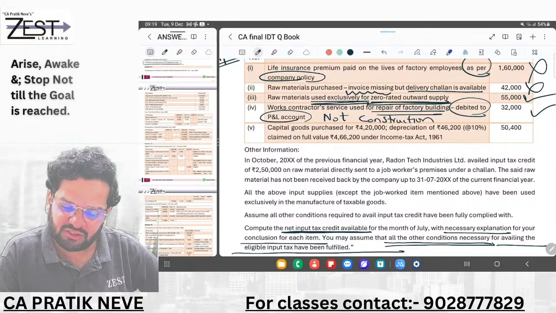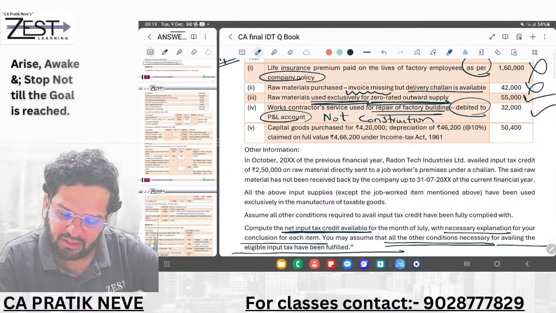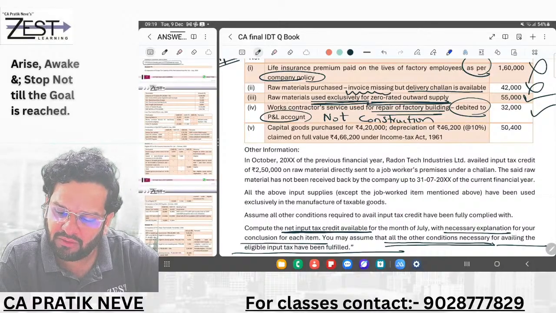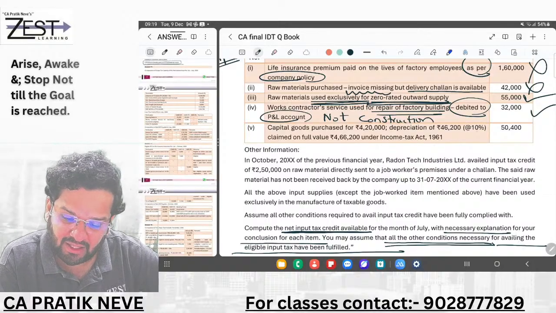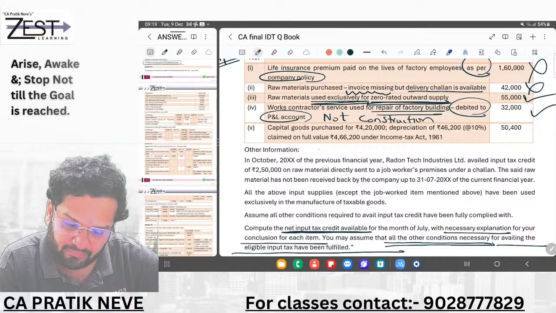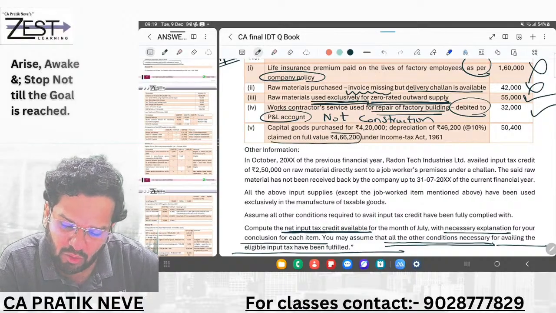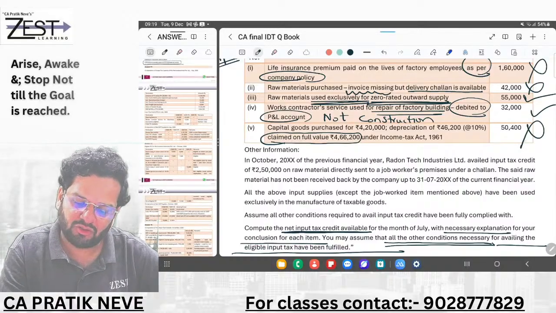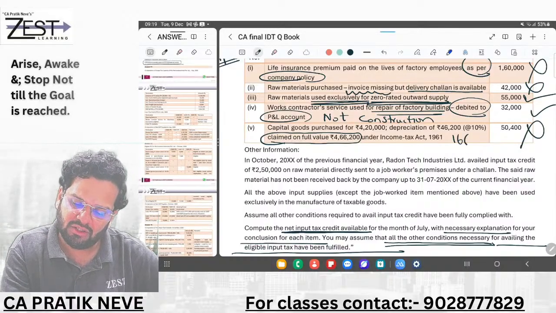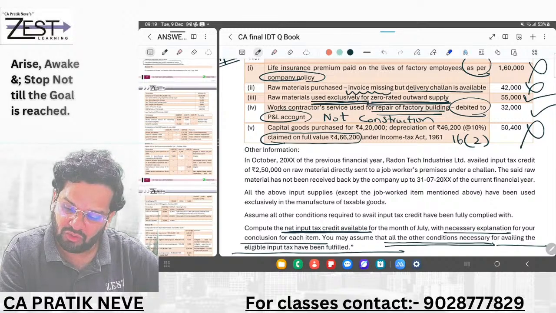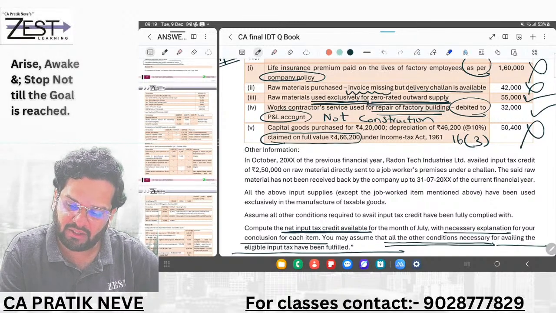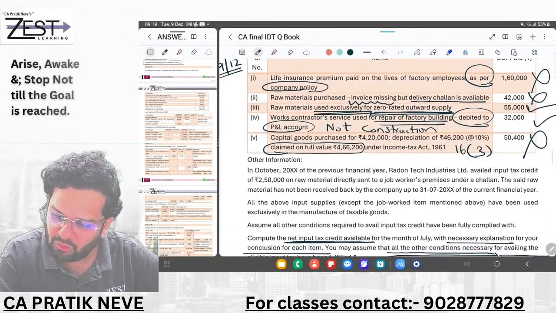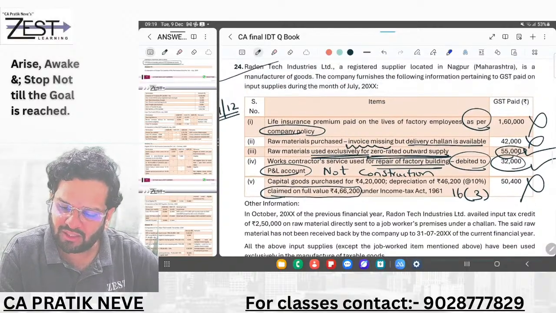Capital goods purchased for 4,20,000, depreciation has been taken at 10% and claimed on the full value of 466,200. No ITC because you are taking depreciation on the GST part also. So as per 16.3, no ITC. So till now, 55,32 you can claim as ITC.